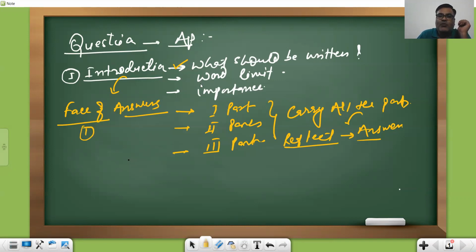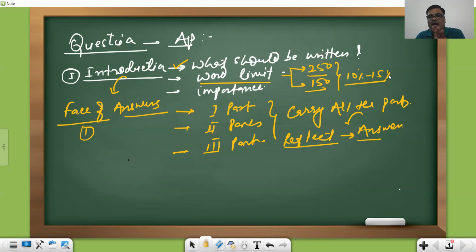Point number two is: what should be the word limit? Mainly two types of questions are asked nowadays in the exam. One is the 250-word and the other is the 150-word. You simply take a lump sum 10%. If you want to increase, the maximum should be 15%. Otherwise, avoid it. With a general word limit, here it becomes around 15 words, and here around 25 words.